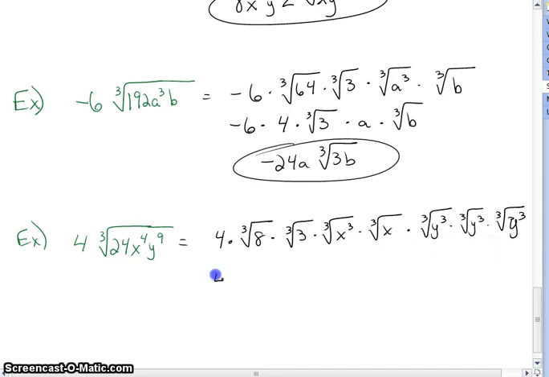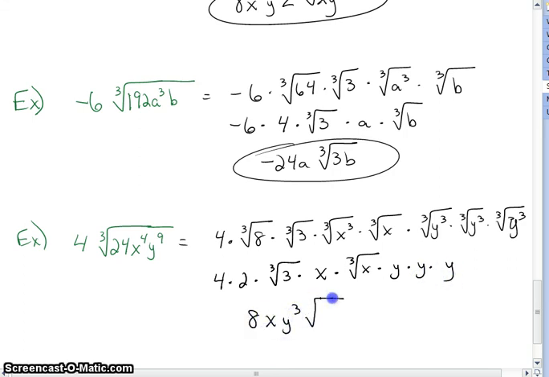Okay, so this becomes 4 times 2 times the cube root of 3 times x times the cube root of x times y times y times y. So 8xy cubed, cube root of 3x. Final answer, and I'm done.